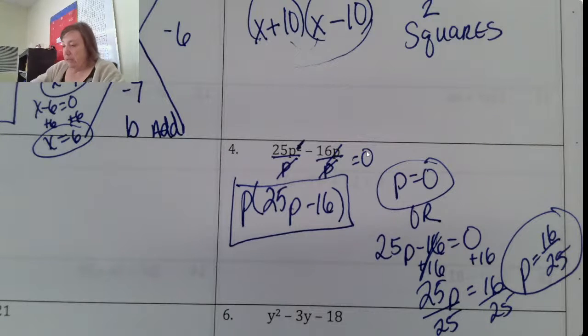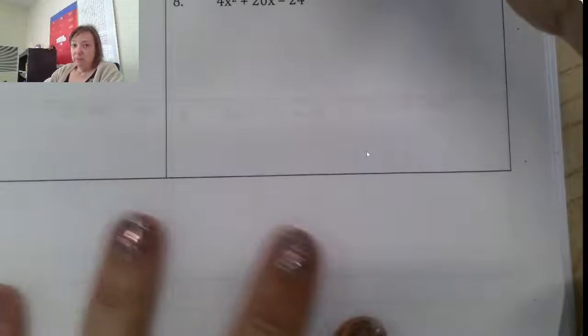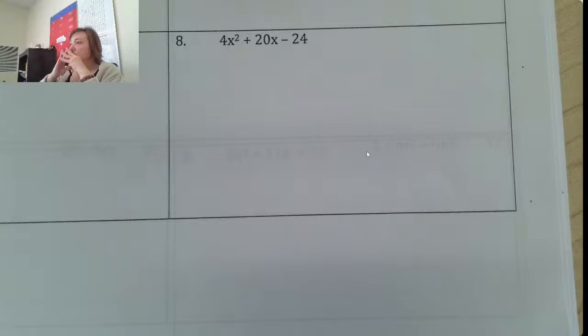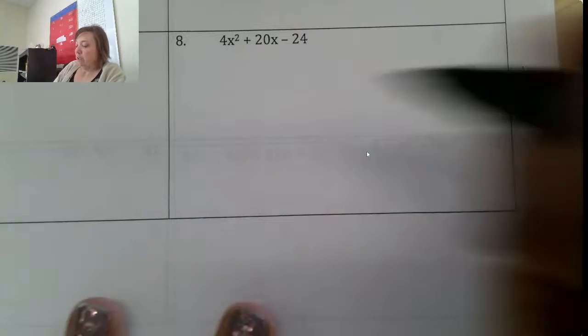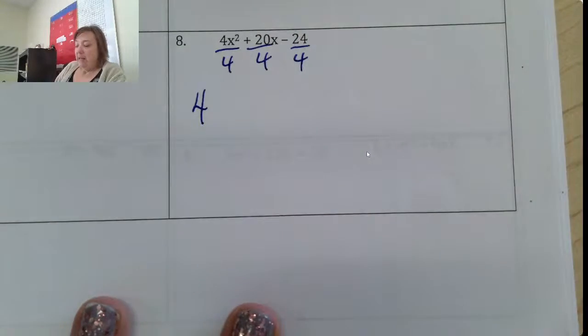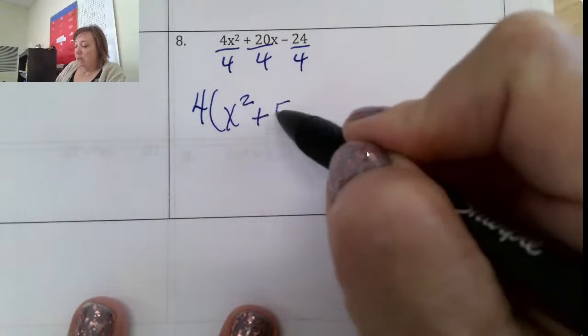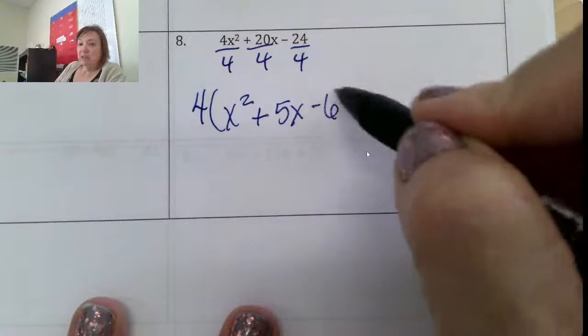Okay, let's look at number 8 together. We're going to jump down to number 8. What do you notice? Everything can be factored by 4. So we're going to factor 4 out of all this stuff. And when we do that, we have x squared, and then we have 5x, and then we have -6.